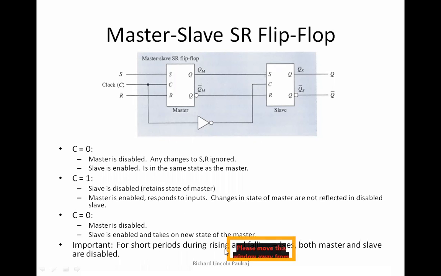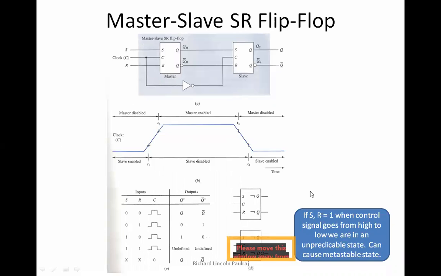For short periods during the rise times and fall times, both master and slave are disabled. So during a short moment of time, when there is a transition between the rise and fall, at that point both master and slave are actually disabled for a small amount of time. So you can summarize those with the help of these diagrams.